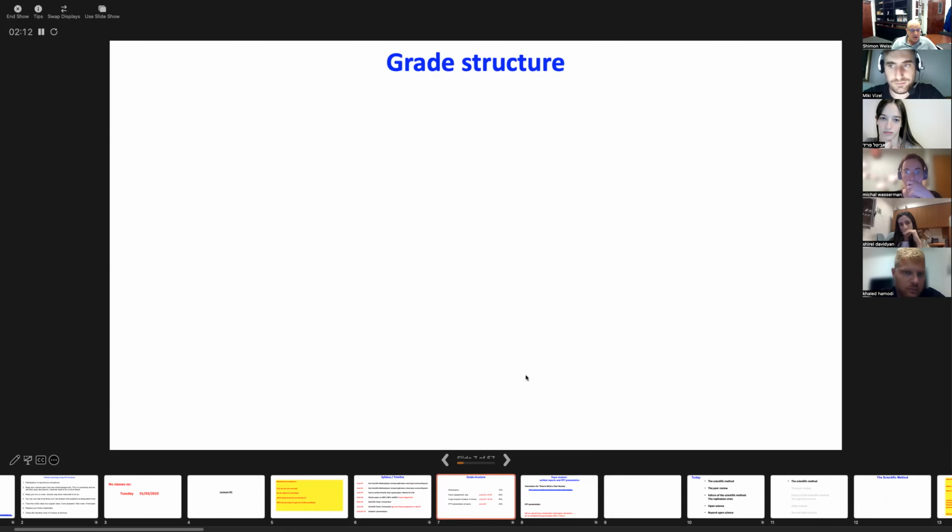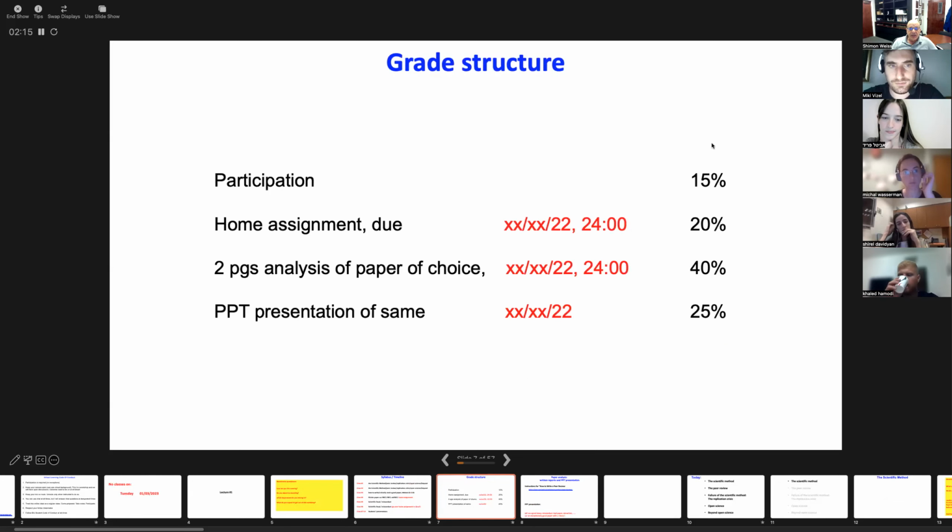The way we are going to grade your work here: participation is 15%. The home assignment, the questions that we are going to give based on a paper on single molecule FRET, is going to be 20%. You will have to write a 2-page summary of a paper of choice that you're also going to present as a PowerPoint for the whole group in English. So you're going to send us both a 2-page PDF, and you're going to present a PowerPoint.